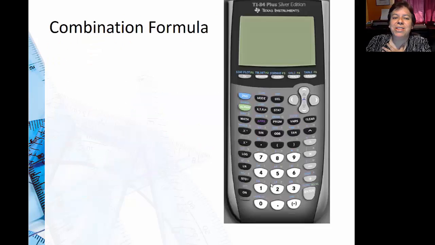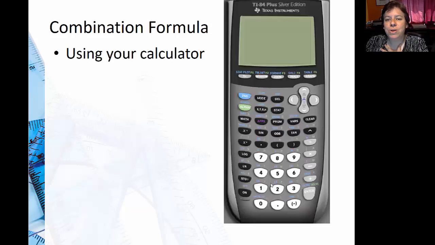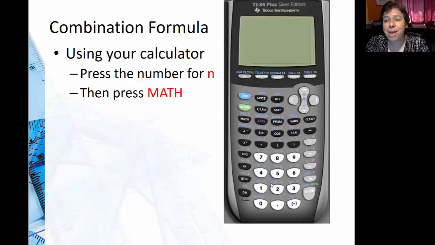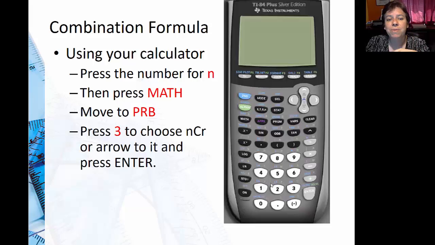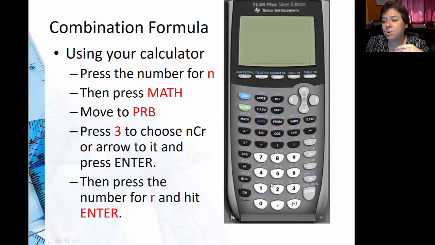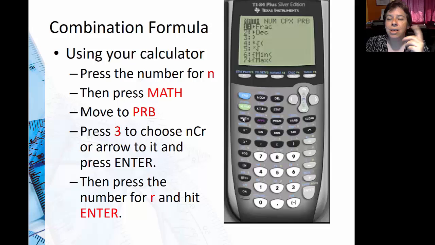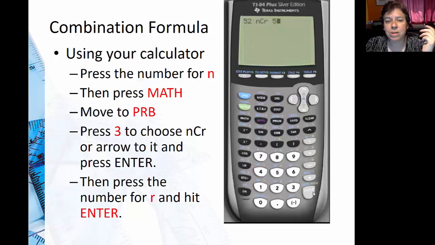But the good news is that your calculator is willing to do the combination formula for you. So first of all, when you're doing it, you're going to press N like before. You're going to press Math like before. We're going to go to probability. The only thing new is now, instead of pressing 2 for permutations, we'll press 3 for combinations. And just like before, we're going to then hit the number for R and hit Enter. So here's the example with our 52 card deck. 52, hit Math, then go over to probability, go down to choice 3, which is combinations, and then put in the 5 cards we're choosing, hit Enter, and there's your answer.